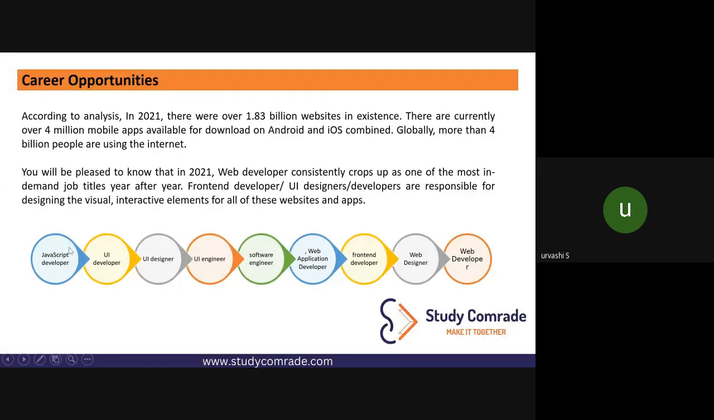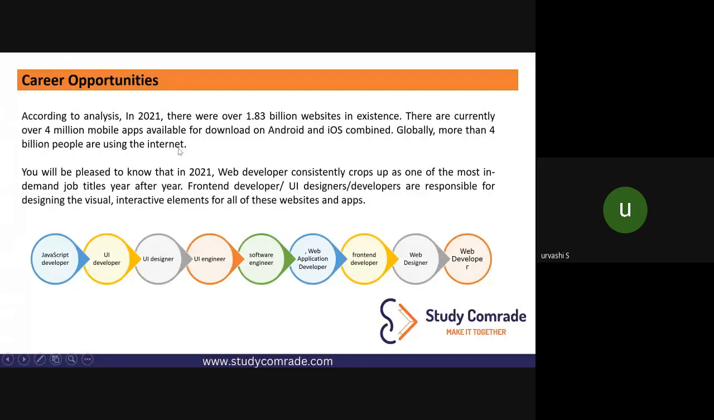When you are learning HTML, CSS, and JavaScript, these are the designations for which you can apply: JavaScript developer, UI developer, UI designer, UI engineer, software engineer, web application developer, front end developer, web designer, web developer. You can see the analysis of 2021. There are around 1.83 billion websites in existence. I've added the data for mobile applications as well. Globally, more than 4 billion people are using the internet.